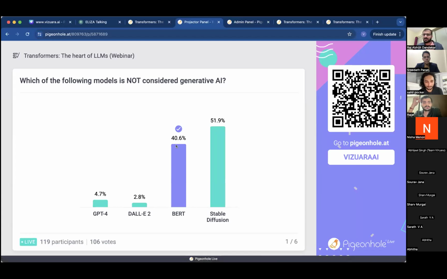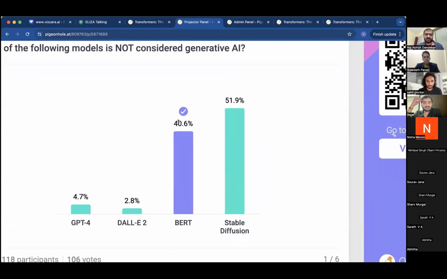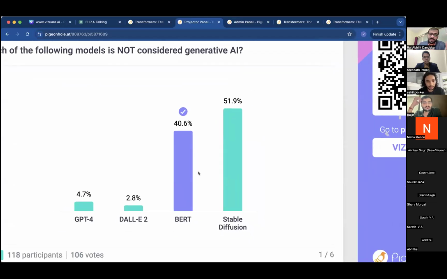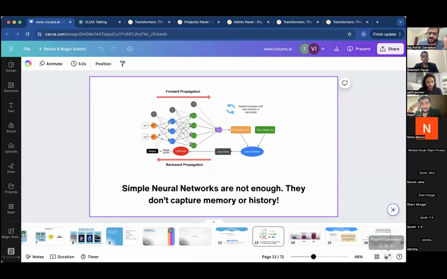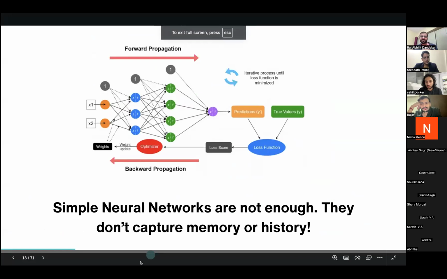That is not an example of generative AI. You can see this tick mark over here. Many of you got it correct, but most of you got it wrong, and that's fine. We'll see the differences between generative AI and BERT models later. For now, let us continue with our history of generative AI.